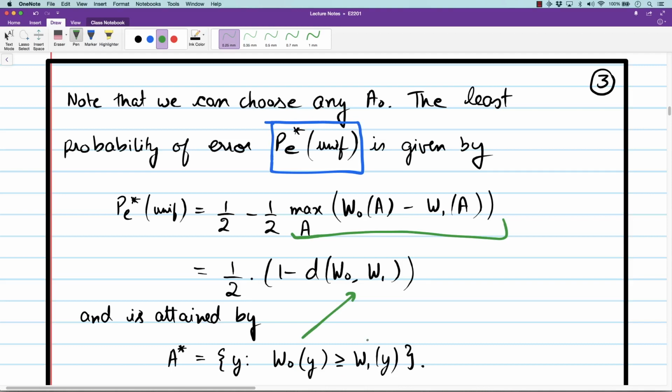This is the rule. Furthermore, this particular probability of error formula here says something very nice and heuristic.